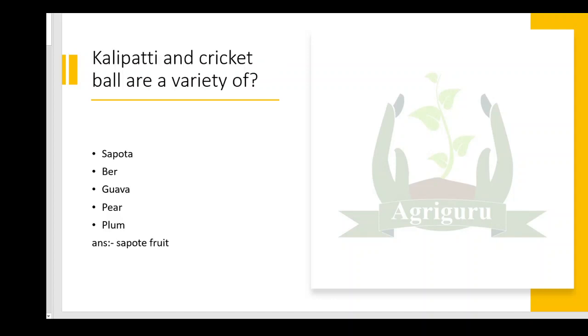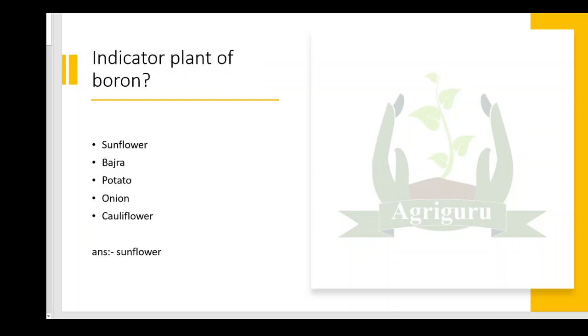The next question, let's see. It is a question from the varieties of crops. For horticulture crops, Kali Patti and Cricket Ball are varieties of sapota. It was a very easy question. The next question is the indicator plant of boron. Again, a static question from the general agriculture section. It is sunflower. Sunflower is the indicator plant of boron.